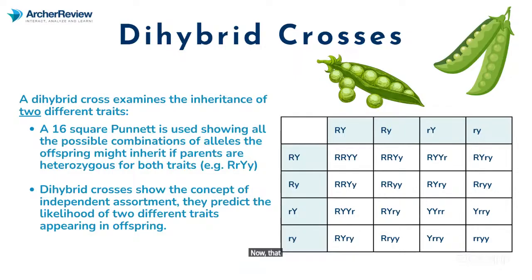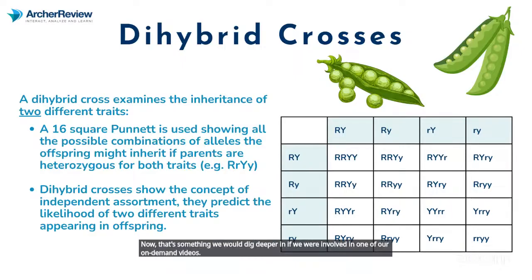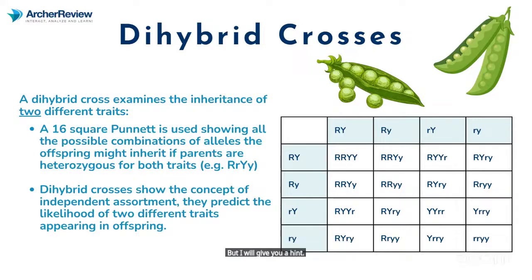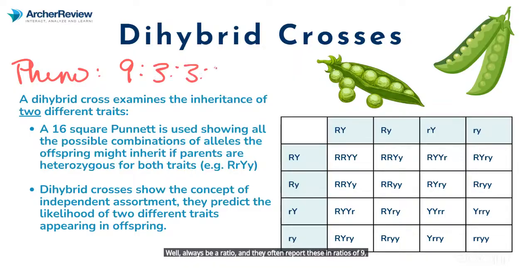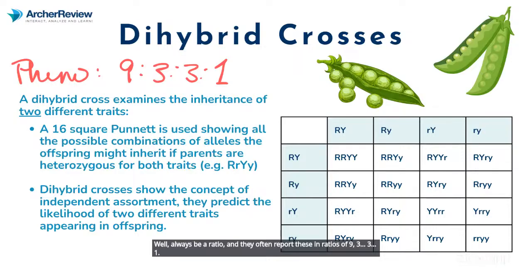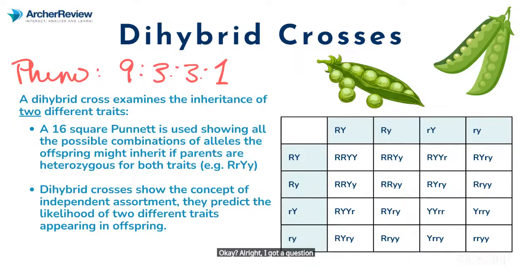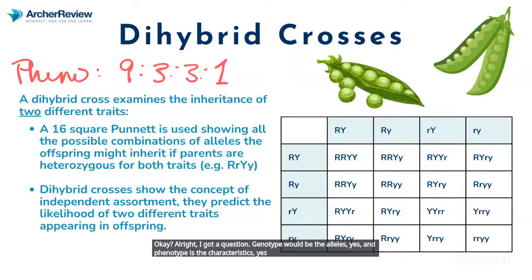Now, that's something we would dig deeper in if we were involved in one of our on-demand videos. But I will give you a hint. For dihybrid crosses, if it's 2 heterozygous individuals, our phenotype will always be a ratio, and they often report these in ratios of 9, 3, 3, 1. Okay? All right, I got a question. Genotype would be the alleles, yes, and phenotype is the characteristics, yes. Great question and great clarification.